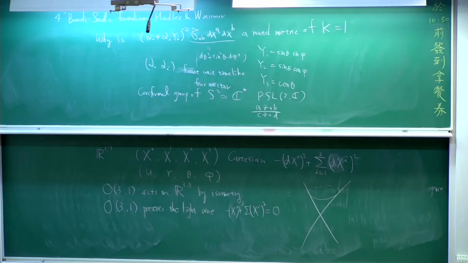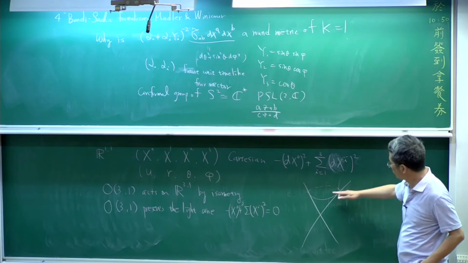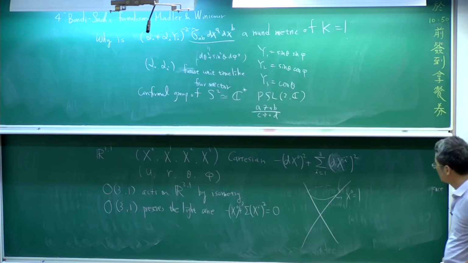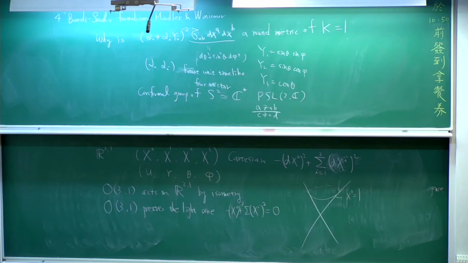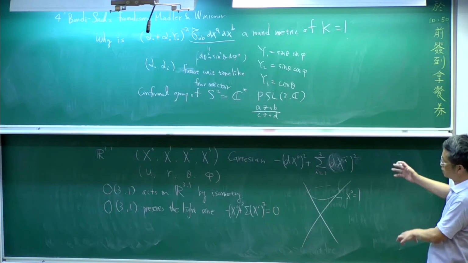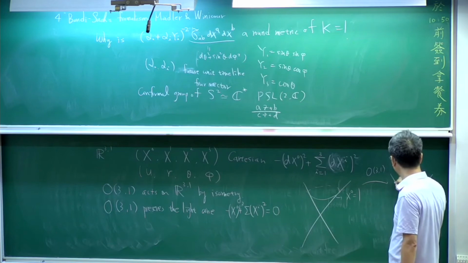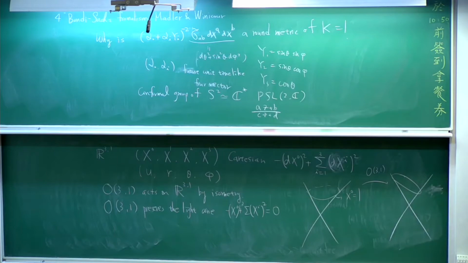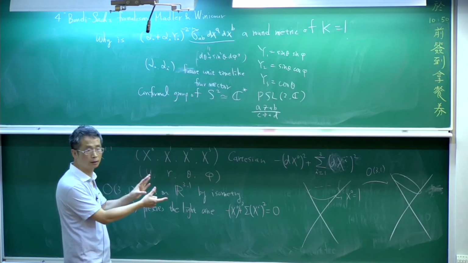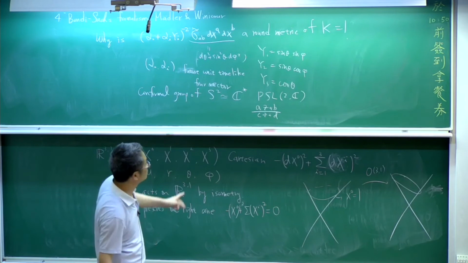If you take a slice corresponding to x0 equals 1 and cut the light cone, you're going to see a perfectly round sphere. But you can move everything by O(3,1), and it's not going to look wrong. Because it's an isometry, it is still a round metric. Let's see what kind of round metric you get, and it turns out it's exactly of this form.